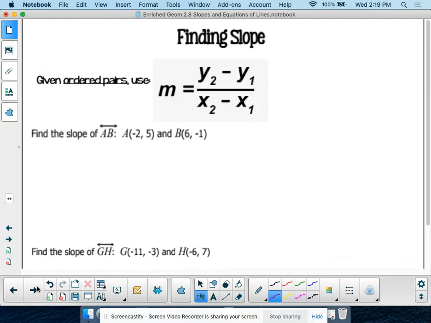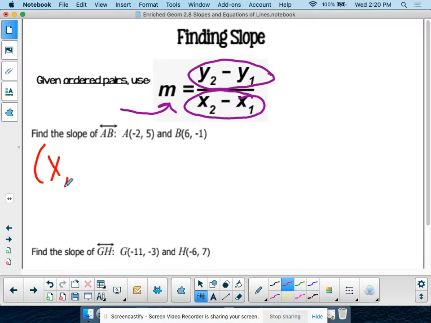Counting on a graph is quite easy. If, let's say, you're just given ordered pairs, so 2 points that are on your line, you would use this slope formula. So copy that down. Remember, it's the change in y over the change in x. So you just take your y coordinates and subtract them, throw them over your change in x coordinates, and subtract. Step 1, when you're looking for the slope of line AB here, is label your ordered pairs. Remember, each ordered pair has an x and a y, right? So this would be my x1, y1, B would be my x2, y2.